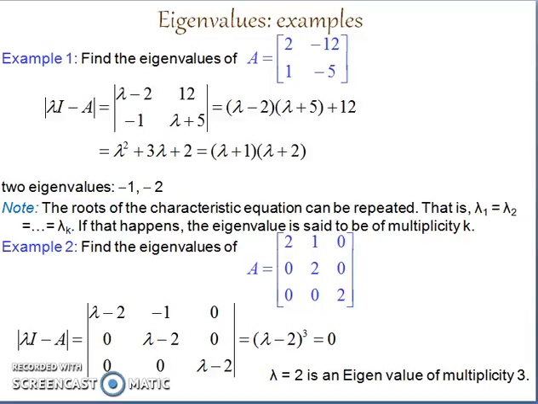An important point to notice is that the roots of the characteristic equation can be repeated. For example, if lambda 1 equals lambda 2 equals and so on up to lambda k, then the eigenvalue is said to be of multiplicity k. Consider example 2. After finding the characteristic polynomial, we get the characteristic equation as (lambda minus 2) the whole cube equals 0. Here, lambda minus 2 is a factor which repeats 3 times. So we can say that lambda equal to 2 is an eigenvalue of multiplicity 3.